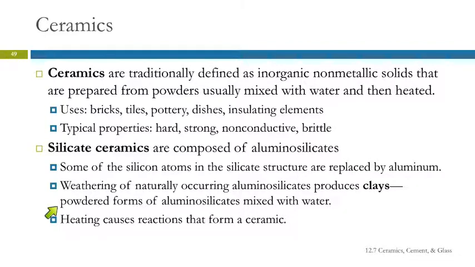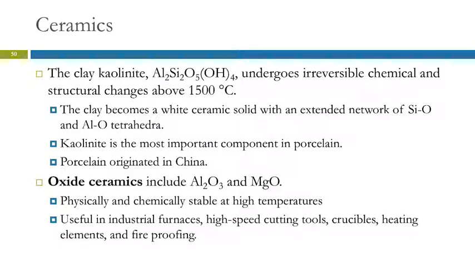In essence, you've got these clays that are formed naturally, and you mix that with water, and then heating causes a reaction that covalently bonds the atoms within that and forms a ceramic. So there's different kinds of clays that will give you different sorts of silicate ceramics. You can have oxide ceramics with no silicon present, aluminum and oxygen, or magnesium and oxygen. And they're going to have different types of properties.